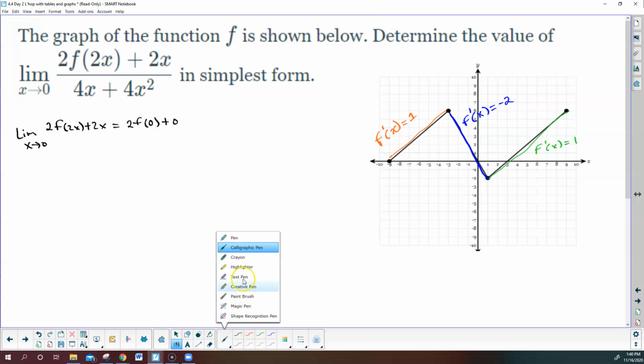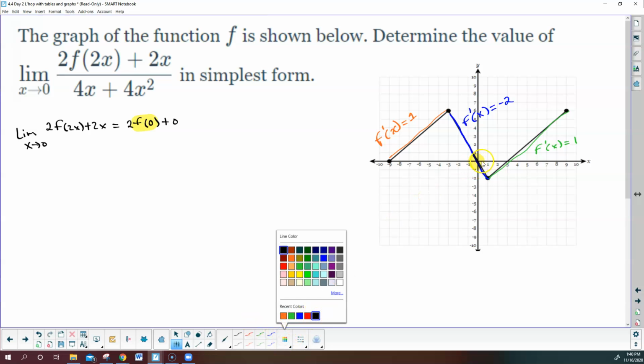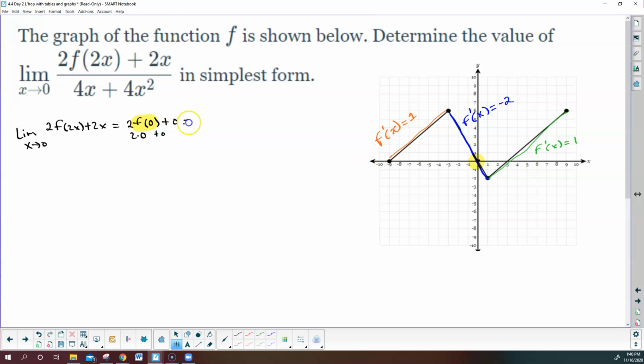So then the question is, what is f of 0? Now that's a point, right? There's no prime here. So what is the equation? When f is 0, its output is 0. So this becomes 2 times 0 plus 0, or the numerator goes to 0.